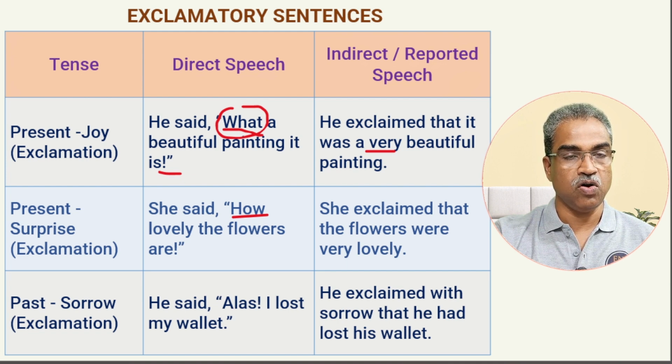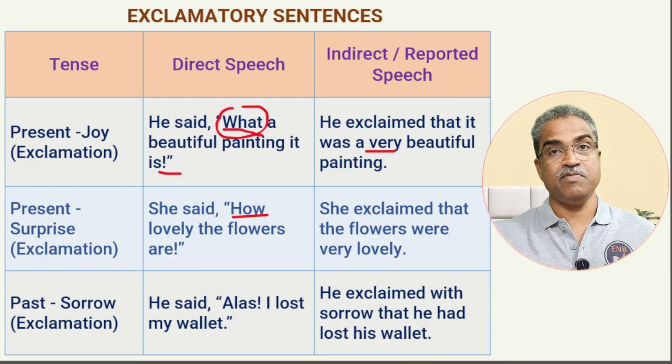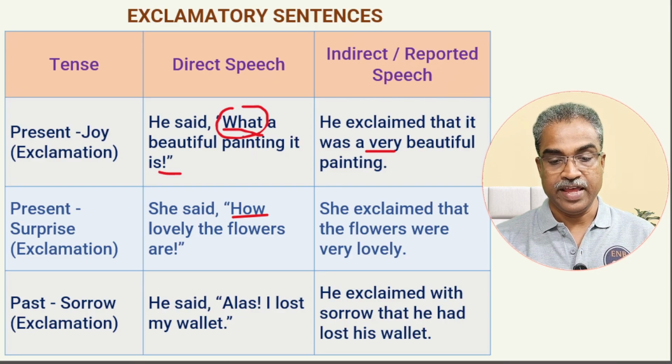The third one, past, sorrow exclamation. He said, alas, I lost my wallet. Now alas is an interjection. We don't use it. Alas is an expression of sorrow, which has to be put in normal, ordinary English words. For example, he exclaimed with sorrow that he had lost his wallet. I lost, simple past, changes into past perfect. So he exclaimed with sorrow that he had lost. That is past perfect.